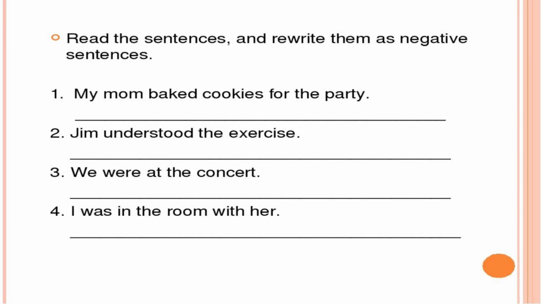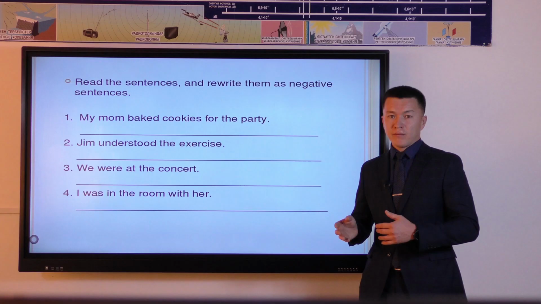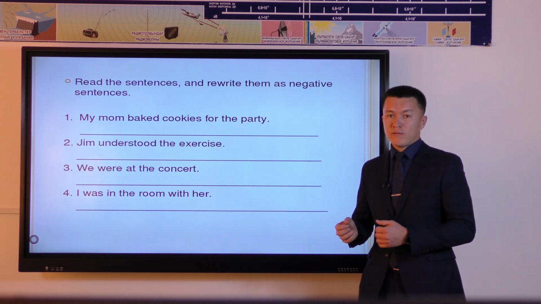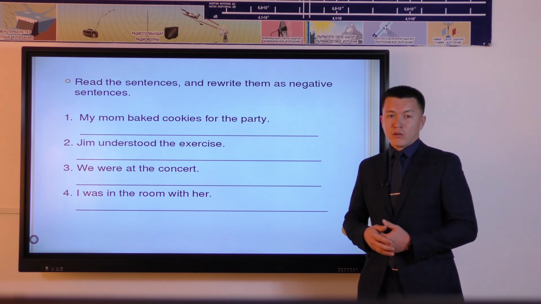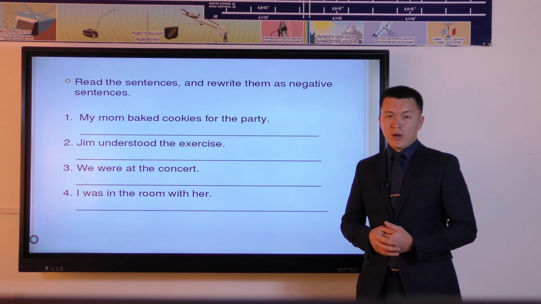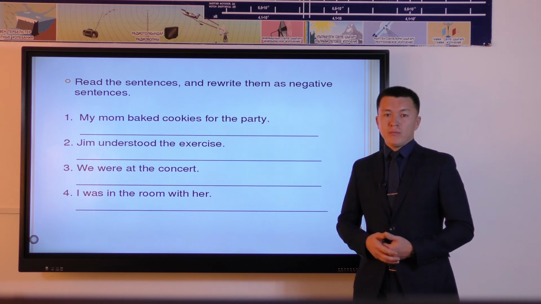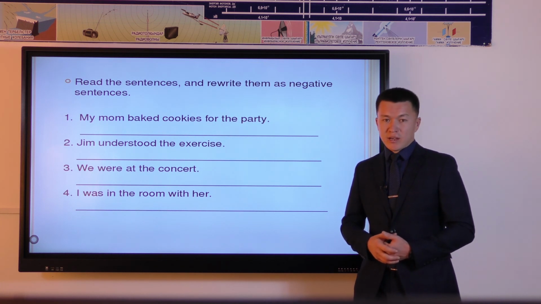You have to read the sentences and rewrite them as negative sentences, like, my mom baked cookies for the party. And the negative is, my mom didn't bake cookies for the party. Right. Next one. Jim understood the exercise. What do you think? How is it changed? Right. Jim didn't understand the exercise.